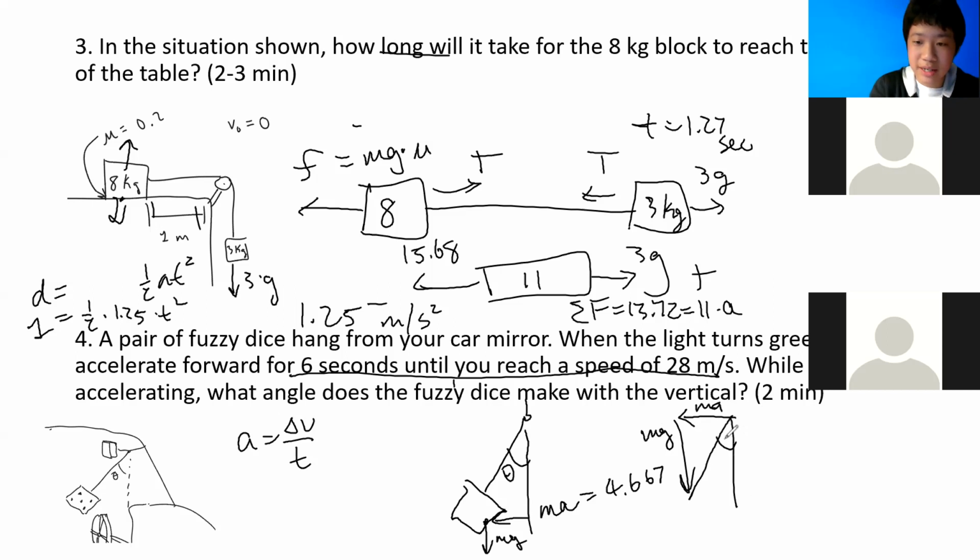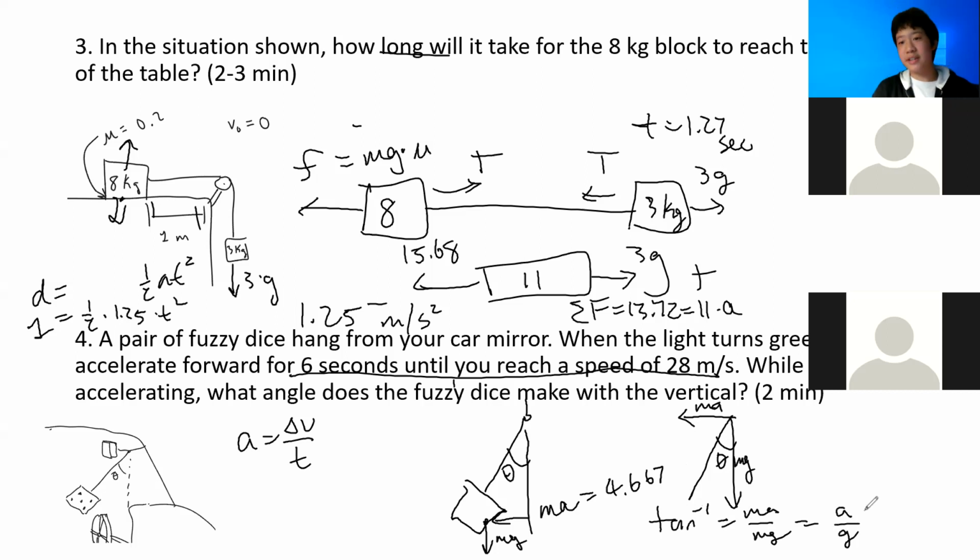All right. So now we're asking for this theta here. Well, we just have a right triangle. If we were to move mg and turn it into this length, we just have a right triangle. So the tan of theta is just going to equal to ma over mg, or just a over g. So in this case, we can see how mass is irrelevant in this problem. So we're just going to take the inverse tangent of 4.666 divided by 9.8. It's going to be 25.46 degrees. Okay, are there any questions about this one?